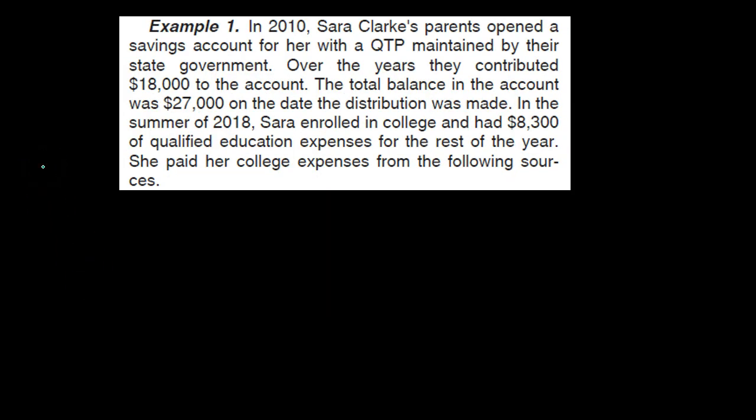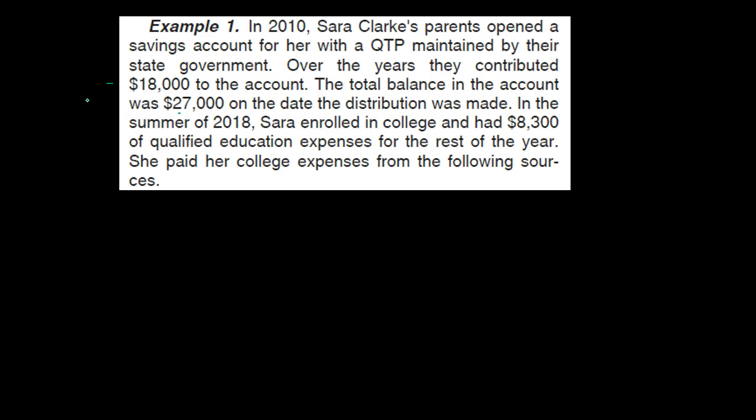So here's an example. In 2010, Sarah Clark's parents opened a savings account for her with a QTP maintained by their state government. Over the years, they contributed $18,000 to the account. Total balance in the account was $27,000 on the date the distribution was made. So you can see they put in 18 and it's at 27, so of course it went up in value. That's great. So now they have 27,000, and the difference between the 27 and the 18 is basically gain that hopefully is tax-free if it's being used for the purpose of qualified education expenses.